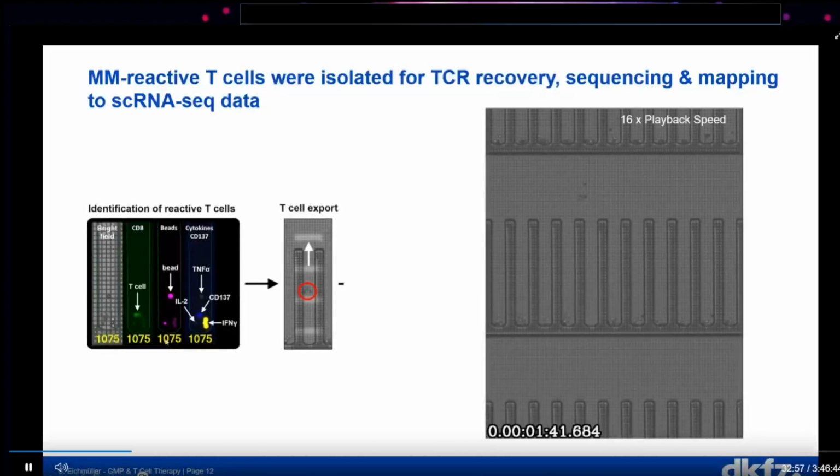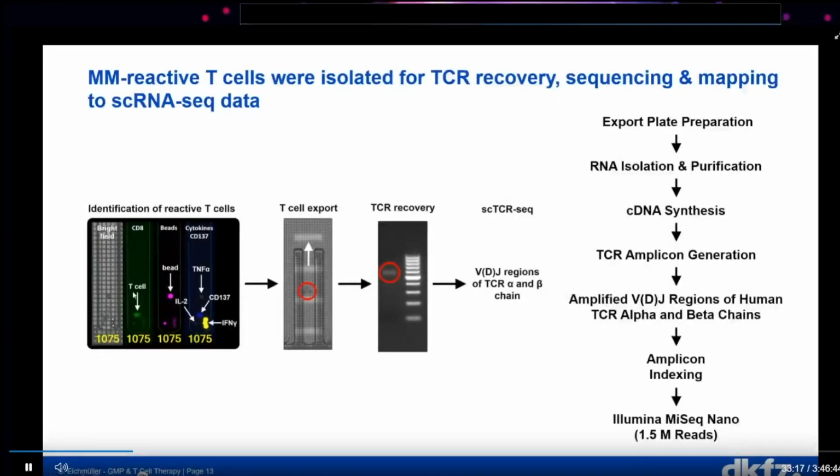So that means we select a pen, in this case number 1075, and tell the machine to unpen this T cell. Of course, not only the T cell, but also the plasma cells which are in this pen. And then we collect these cells in a 96 well plate, and we continue to go to the TCR recovery, which means that we do single cell TCR sequencing.